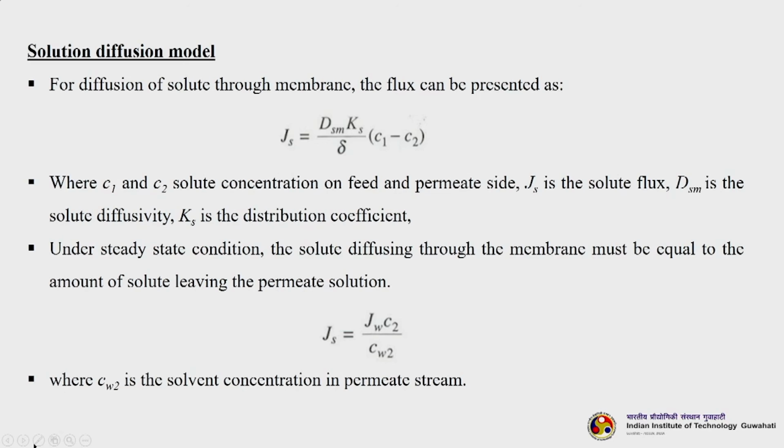Under steady state condition, the solute diffusing through the membrane must be equal to the amount of solute in the permeate solution. So, we can write solute flux equals Jw C2 divided by Cw2, where Cw2 is the solvent concentration in the permeate side. We have already discussed solution diffusion in general. Today we have learned the equations for the RO specific solution diffusion model.